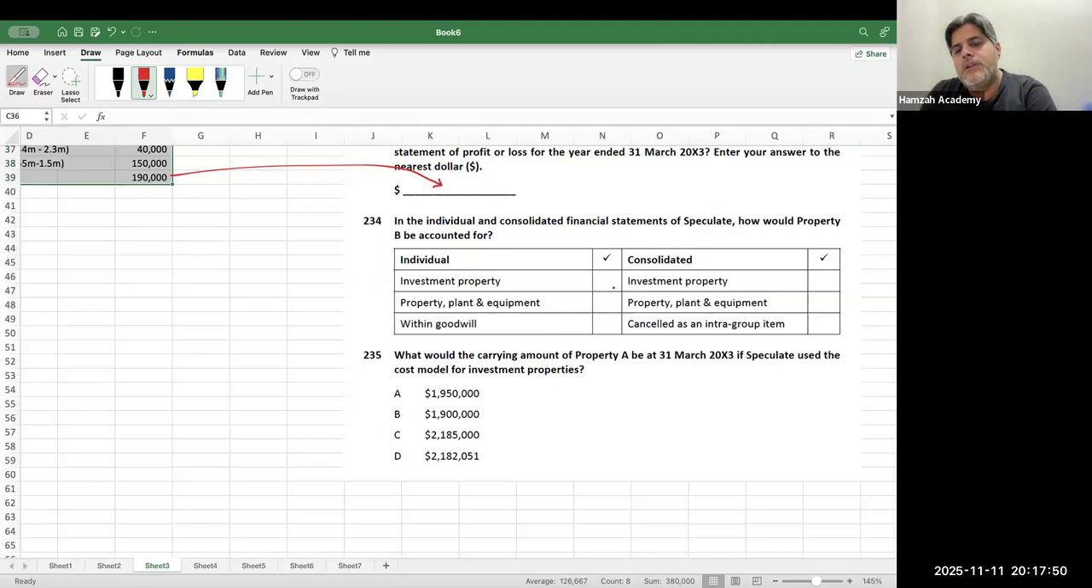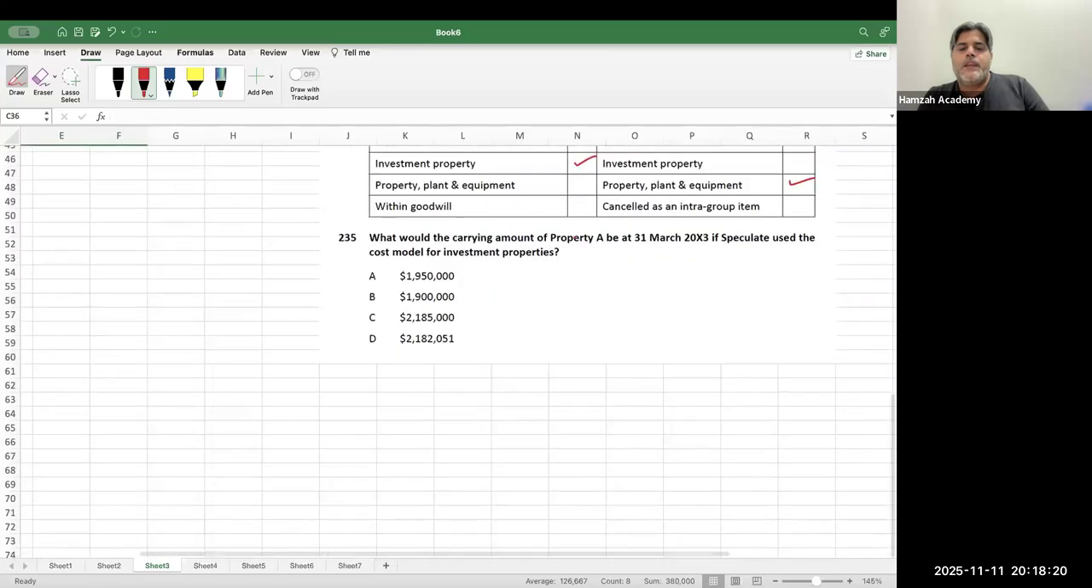In the individual and consolidated financial statements of Speculate, how would property B be accounted for in the individual and the consolidated accounts? In the individual accounts, obviously, this is going to be the investment property, but in the consolidated account, it has been given to the subsidiary now. So from the group's point of view, it's under use. So technically, that's going to be the property, plant, and equipment over here.